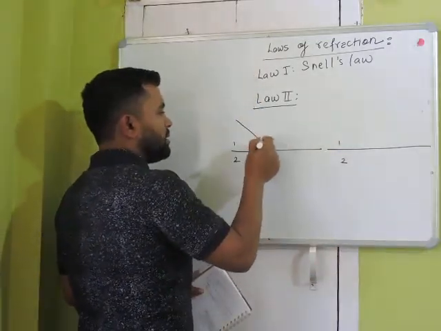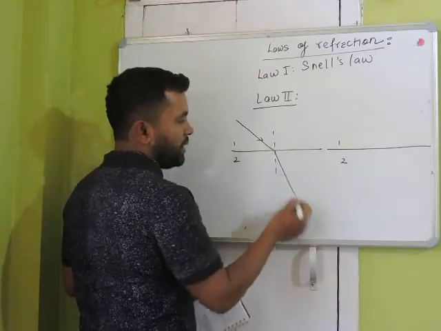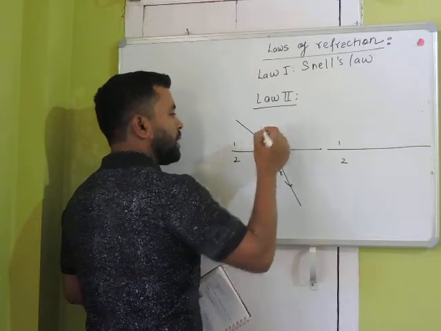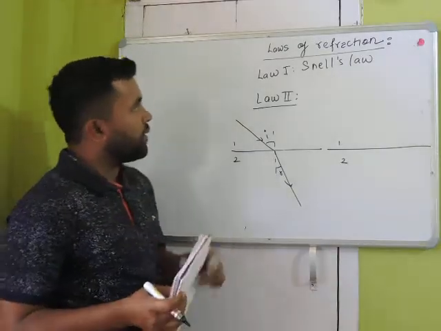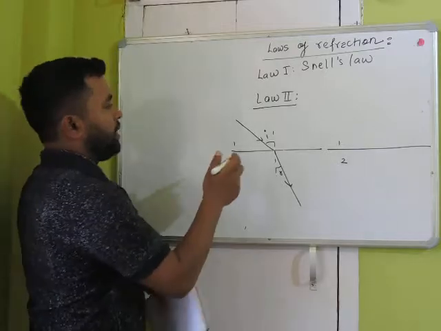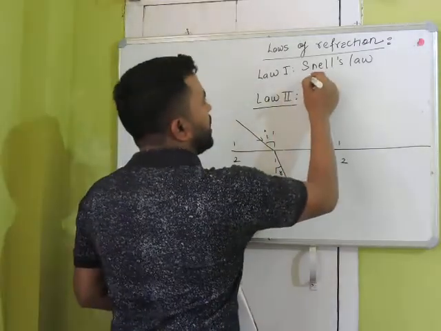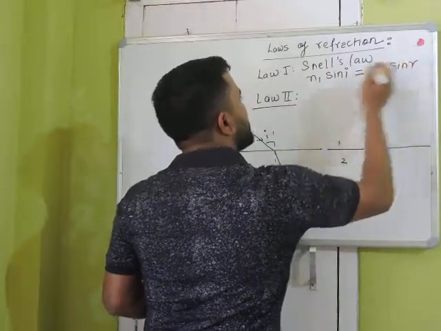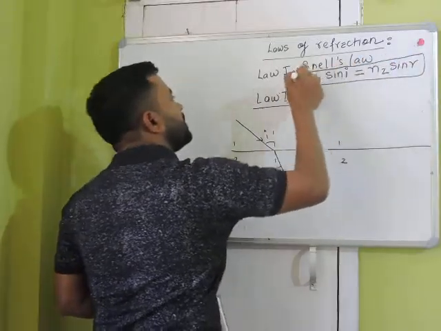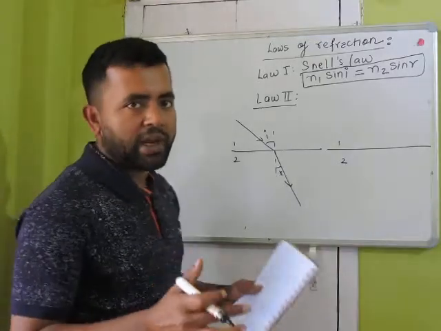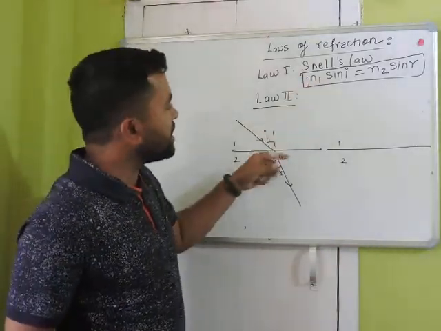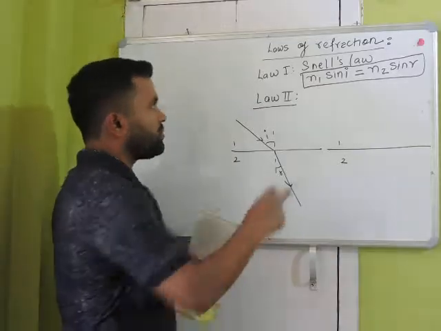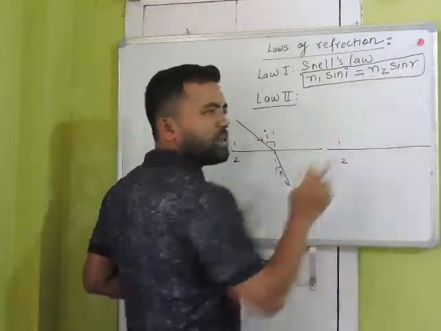Let us say this is the normal, and it is a denser medium. This is R and this is I. Now according to Snell's law, n1 sin I will be equal to n2 sin R. This is Snell's law. Sine is a trigonometric function; I guess you know sine, tan, cos and so on. So the product of the refractive index of the first medium multiplied by the sine of the angle will be equal to the product of the second medium's index and its angle.